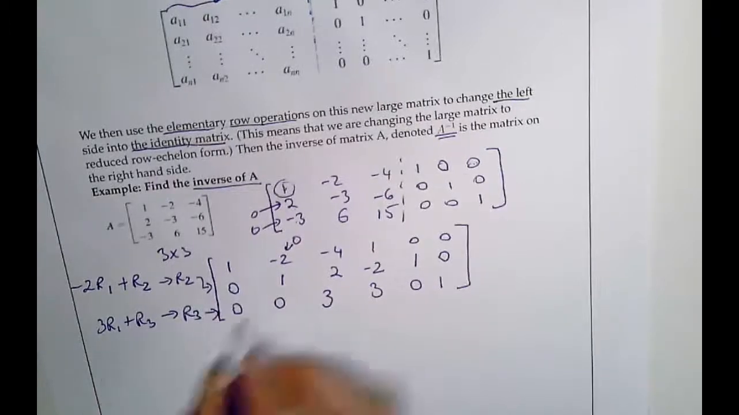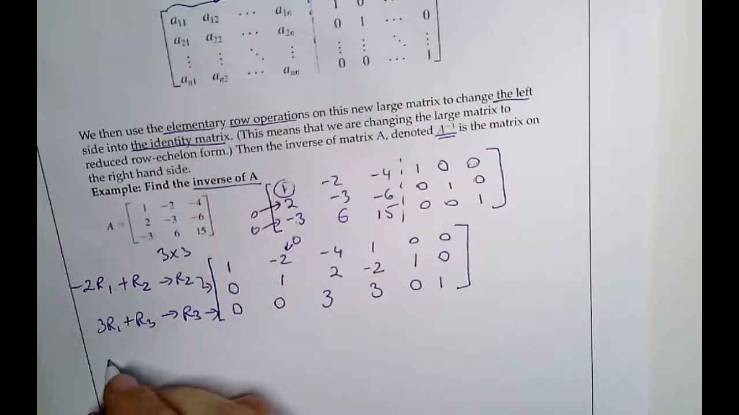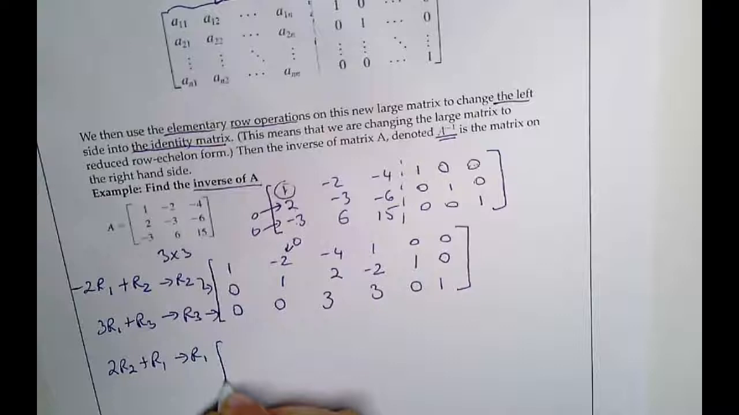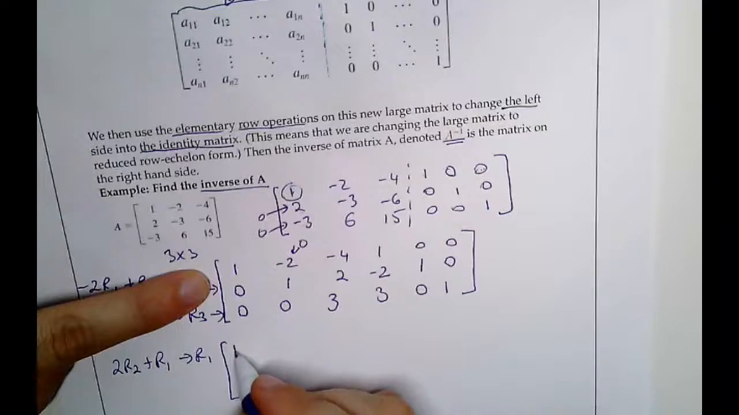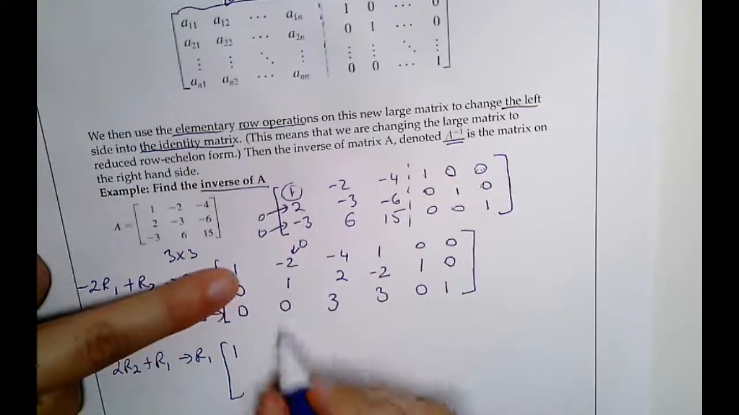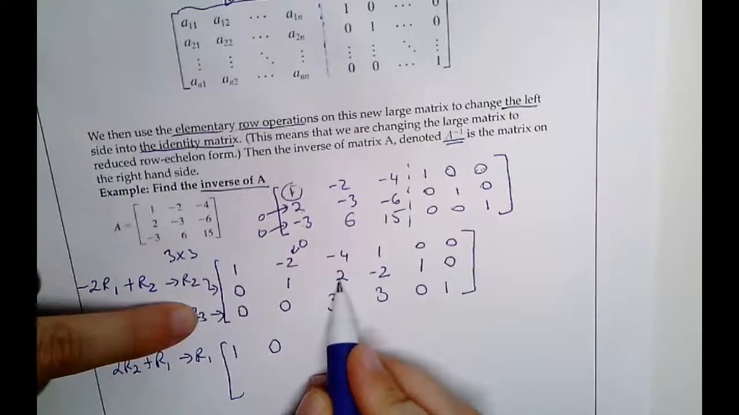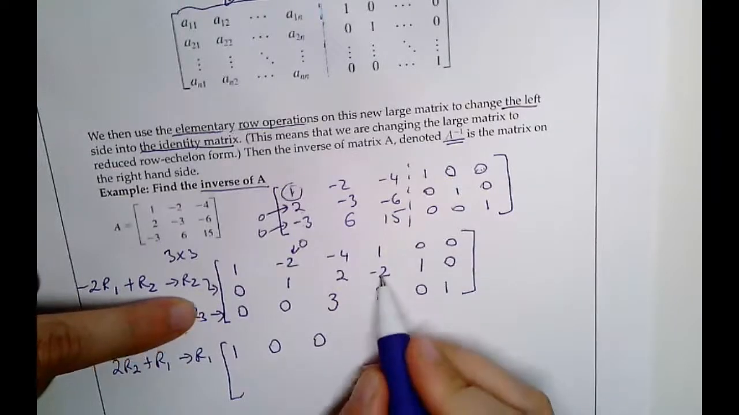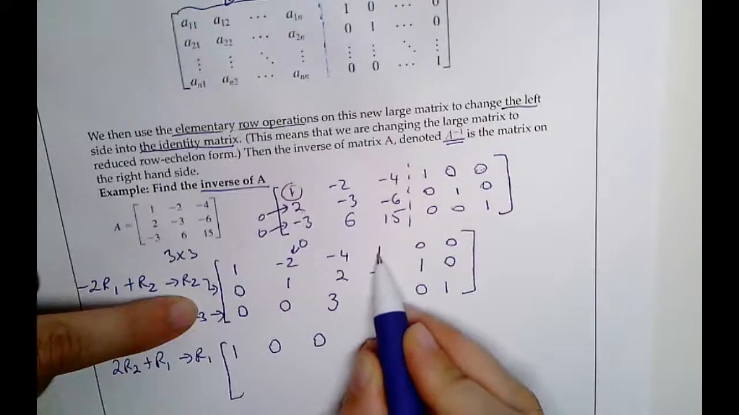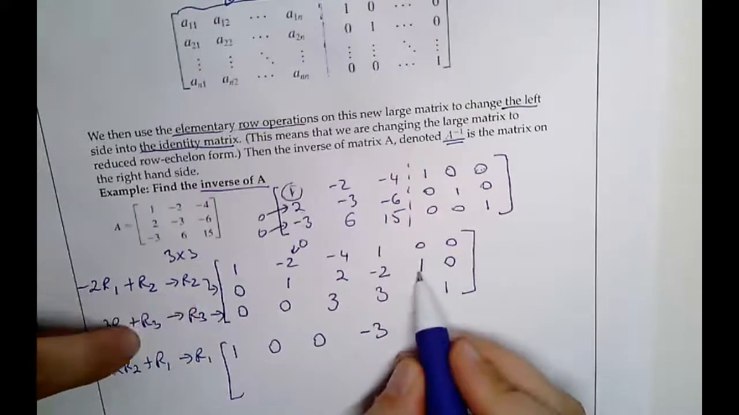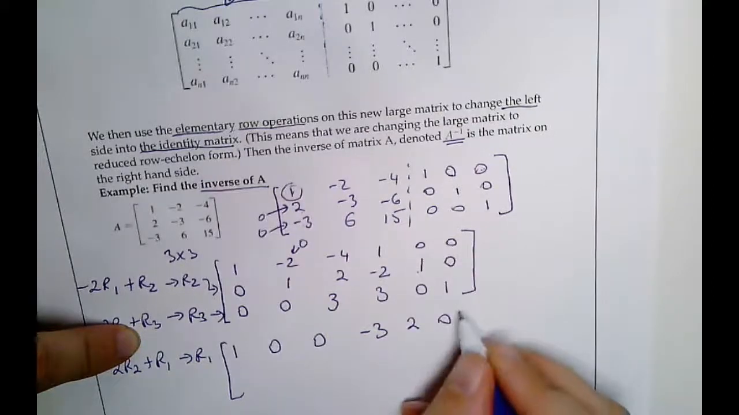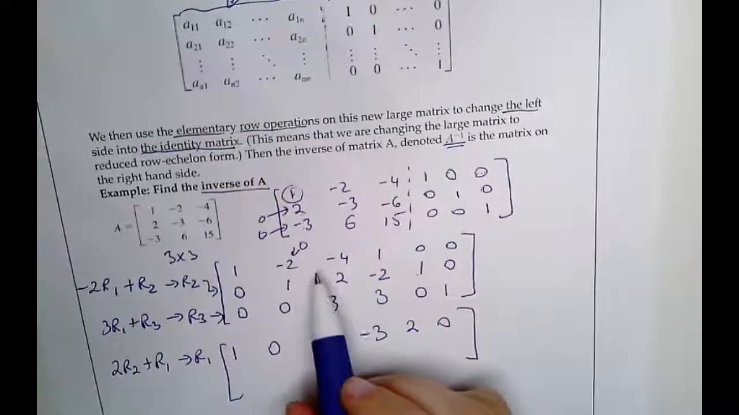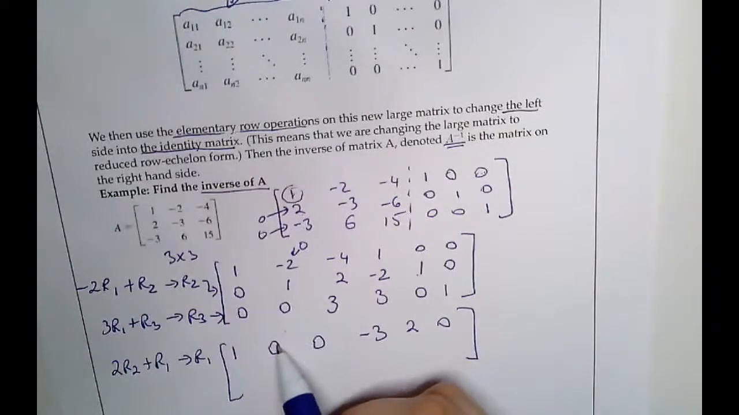So now I'm going to change row 1. 2 times row 2 plus row 1 is going to become my new row 1. So 2 times 0 plus 1, that's a 1. 2 times 1, that's a 2, minus a 2, that's a 0. 2 times 2 is 4, minus 4, that's a 0. 2 times negative 2, that's a negative 4, plus a 1, that's a negative 3. 2 times a 1, that's a 2, plus a 0, that's a 2. And then 2 times 0 plus 0 is a 0. So I changed row 1, and this negative 2 became a 0.